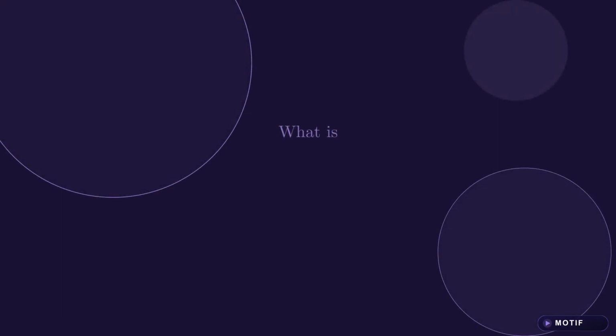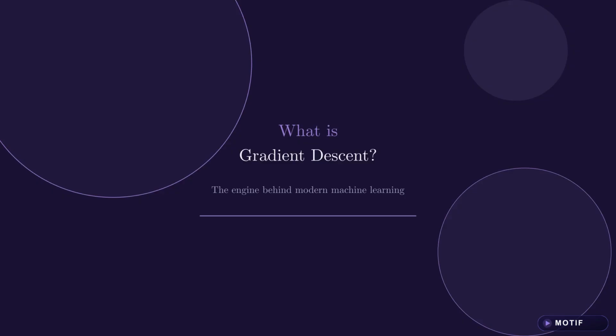Gradient descent is one of the most important algorithms in machine learning and artificial intelligence. Nearly every neural network you have ever interacted with, from image recognition to large language models, was trained using some form of this technique. Understanding it means understanding how machines learn from data.